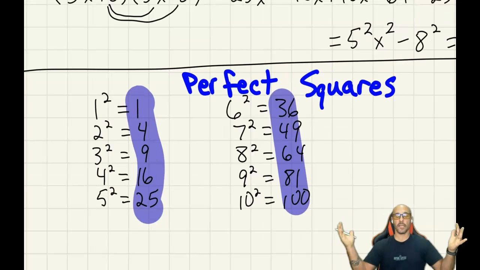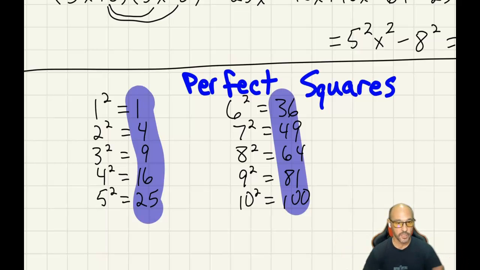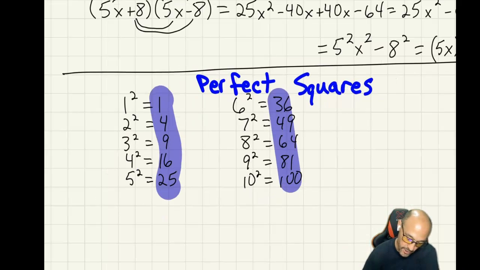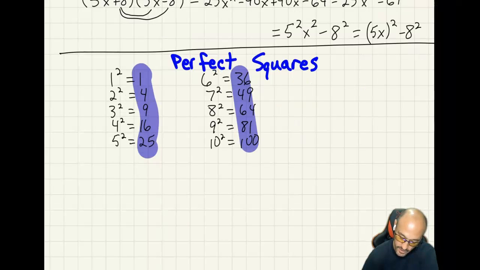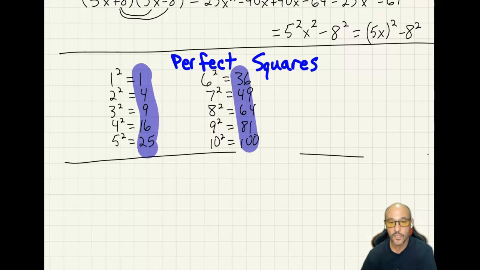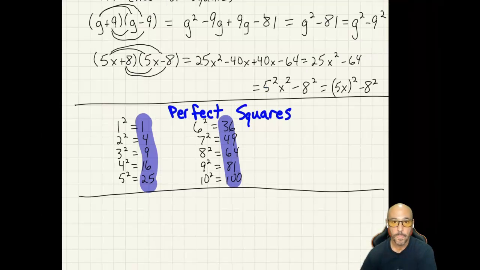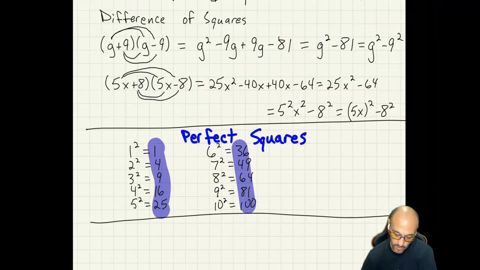And there are infinitely many square numbers because there are infinitely many numbers, and we can always square any number and end up getting a perfect square. So whenever you see any of those numbers, you should think, wait a second, is this a situation where I might have a difference of squares, especially when there's a subtraction?